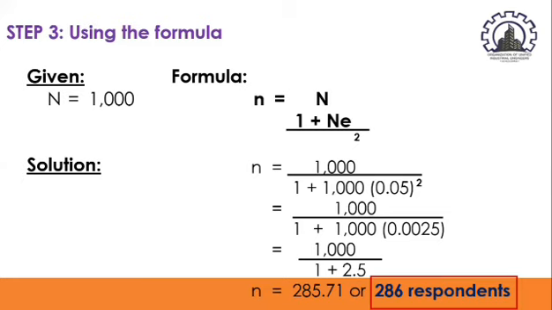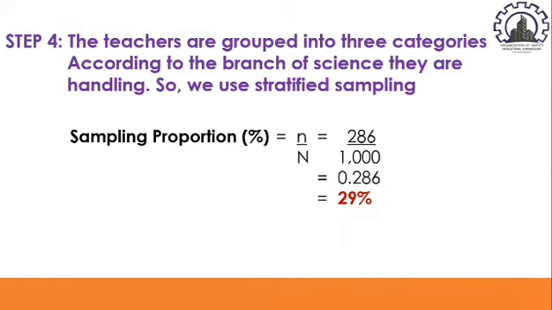And step number four, the teachers are grouped into three categories according to the branch of science they are handling. So we use stratified sampling. Since we will be using stratified sampling, in this case, we need to calculate our sampling proportion, which is expressed in terms of percentage. The formula in getting the sampling proportion is your sample over your population size. As computed in step number three, our sample size is 286 divided by the total population, 1,000. So our sampling proportion in this case would be 29%.